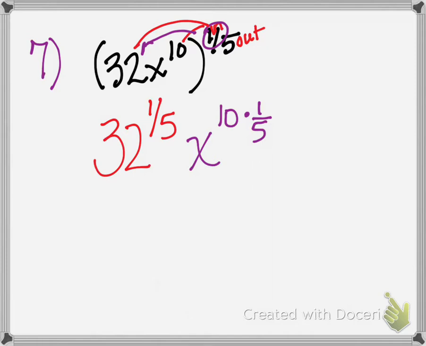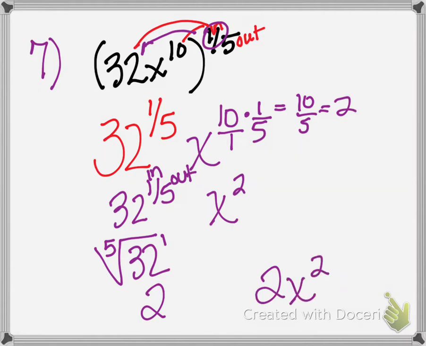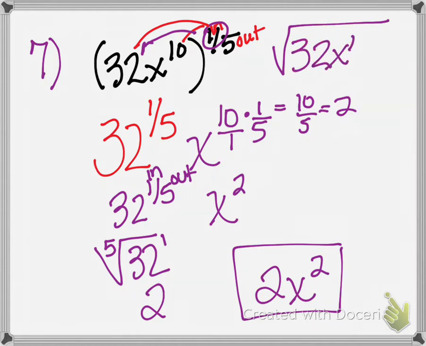So 32 to the 1/5, I'm going to wait to do that in a moment. But here, 10 times 1/5 is 2. So we get x squared. And then 32 to the 1/5 says this. So inside, out. And then what times itself 5 times is 32 is 2. So we would get 2x squared also. So again, we could have set this up immediately as a radical, like this, and simplified it to this, or you could have distributed the exponent, and we still get 2x squared.